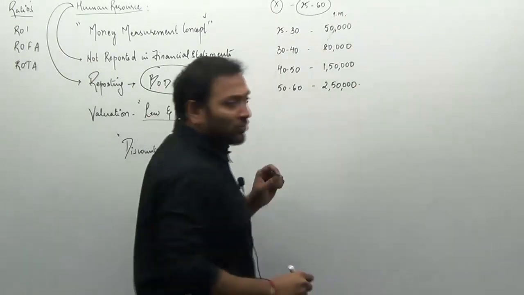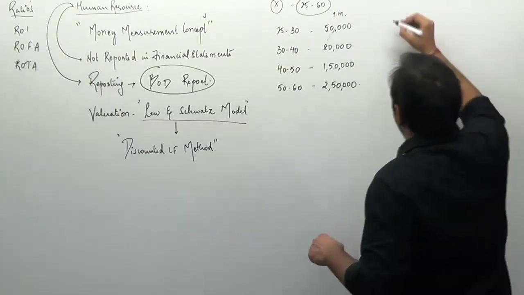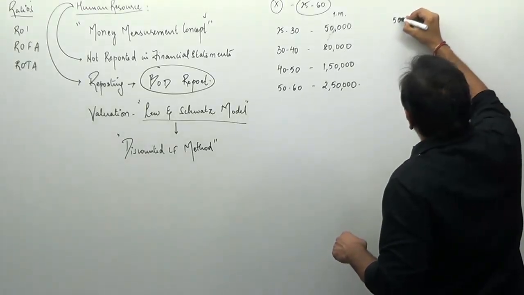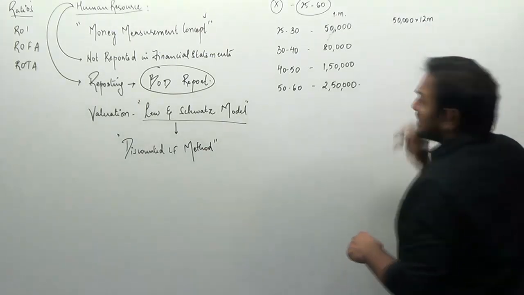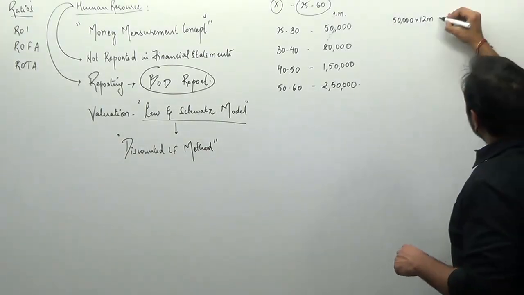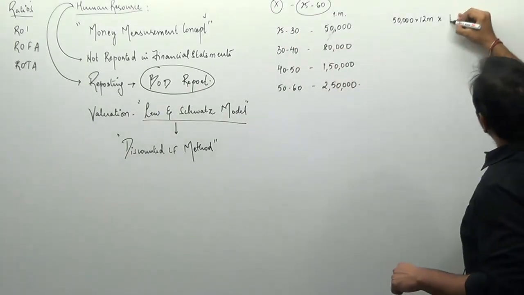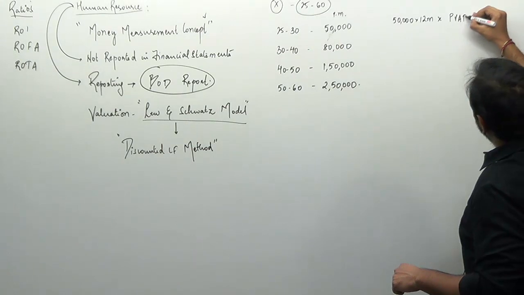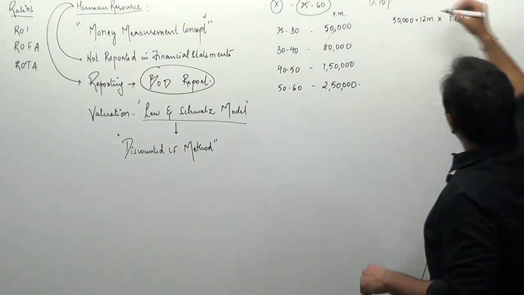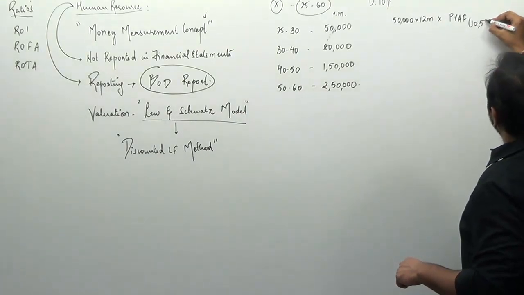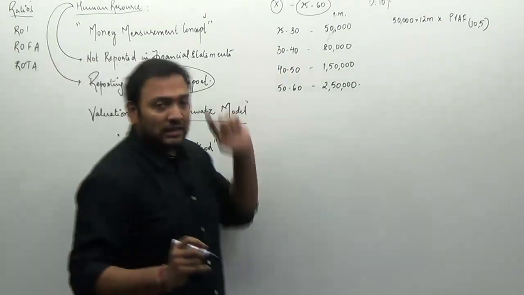How do I value this human resource today? X's valuation of human resource today, I'll put it like this: 50,000 into 12 months. This is the per annum pay. How many years is he getting this? 5 years, up to 30. So the present value annuity factor, let's say the discount rate is 10%. Then how will I write it? 10%, 5 years. That is up to 30.